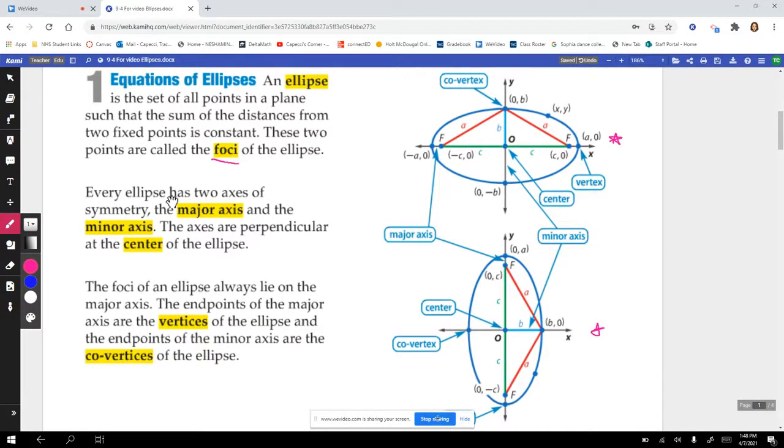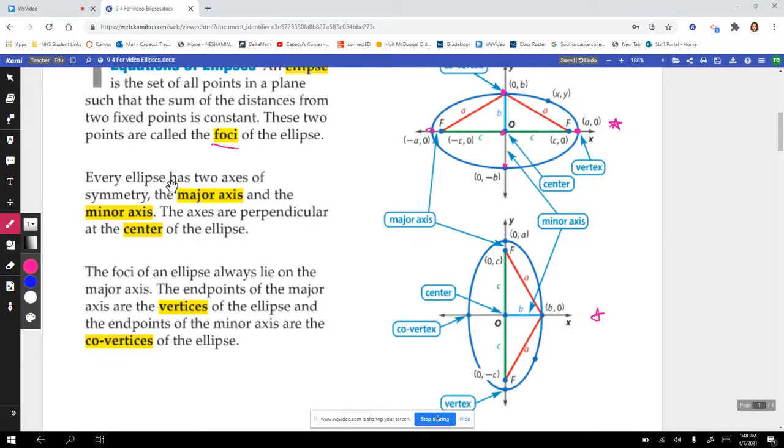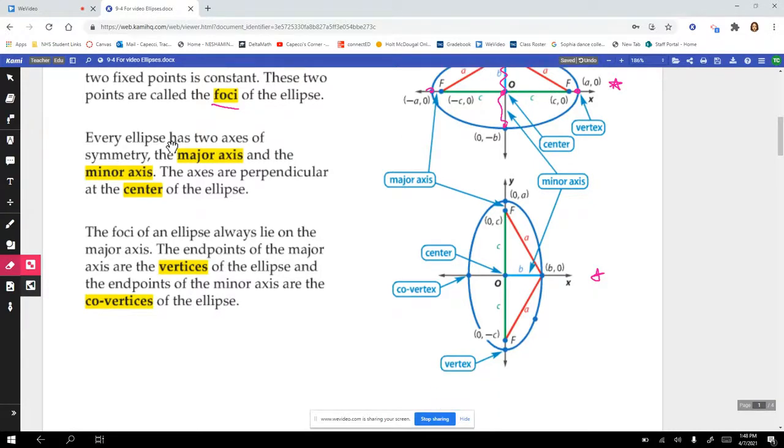The vertex, we have here. Also over here, we have a co-vertex is up and down. The center, exactly where it sounds, right in the center. And then we have a minor axis and a major axis. Okay, the minor axis is the part that is the smaller, and the major axis, kind of like the major leagues in baseball, that's the one with the bigger, the longer distance.